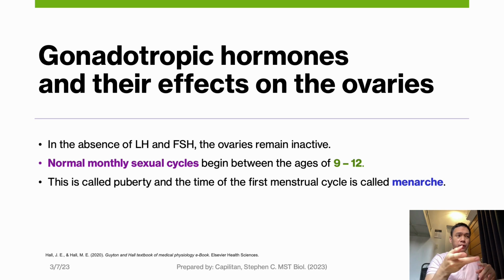Their effects on the ovaries: in the absence of LH and FSH, ovaries remain inactive. Normal monthly sexual cycles begin between the ages of 9 to 12, and this is called puberty, and the time of the first menstrual cycle is called the menarche.